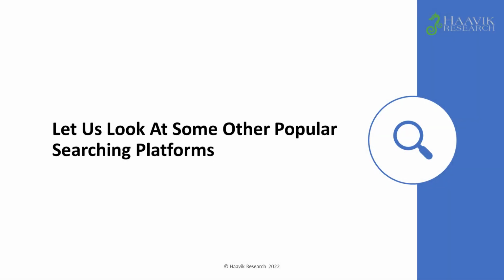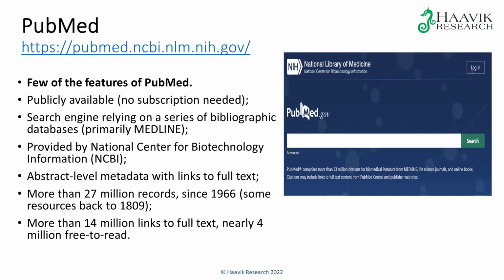Okay, so let's take a look at some other popular searching platforms. PubMed is probably the second most popular search engine, so it can be found at this URL. But again, you can just as easily type in PubMed in Google search and you'll find it. So it's also publicly available and you don't need to pay for it.